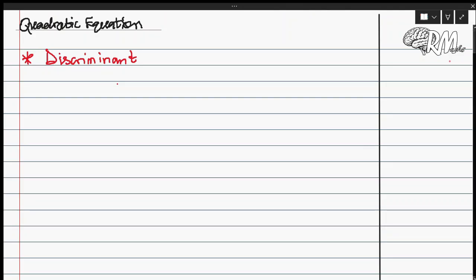Okay, our next topic or subtopic is discriminant. Now, for those of you preparing for WAEC or JAMB or even SATs exam, this topic is very important, as most of the questions come from this discriminant subtopic. Now, the discriminant tells us the number of roots. That's just all you need to know.